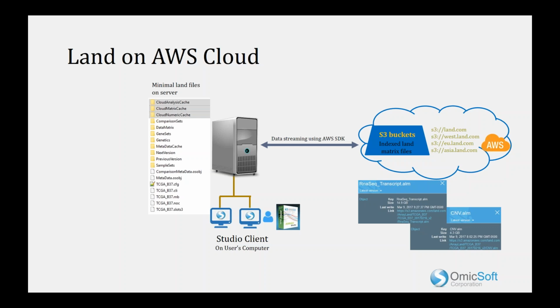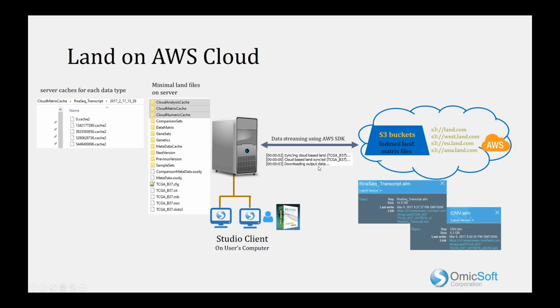You still have to create the land in order to stream. When you create it, it will download the CFG file, which is a configuration file, and the sample metadata, and some other sample set and gene set files. This folder is actually empty when you first create the cloud land, and there are also 3 folders for a local cache. So when you query a gene, you will see in the dialog that it syncs from the cloud for this land, and then downloads some cache files. It creates a cache file on your server.